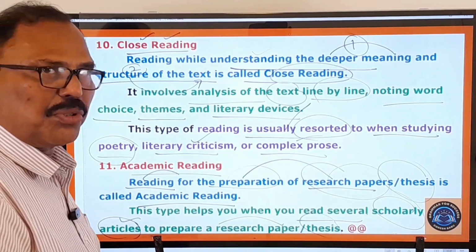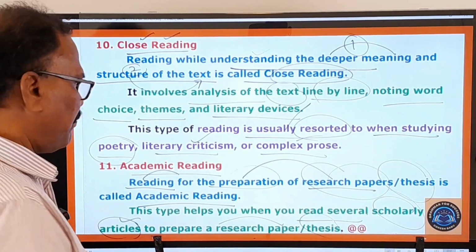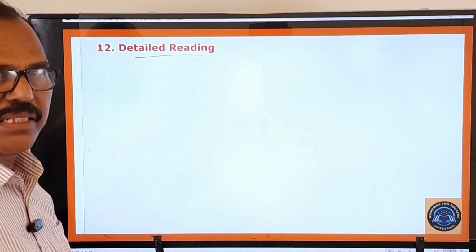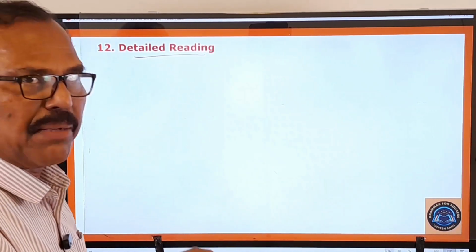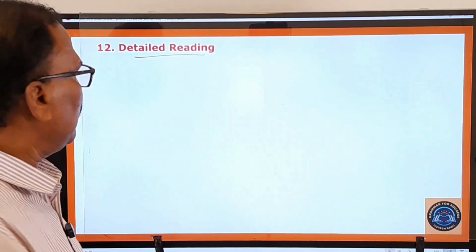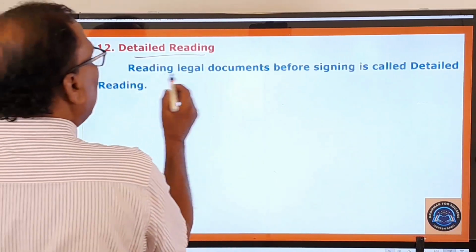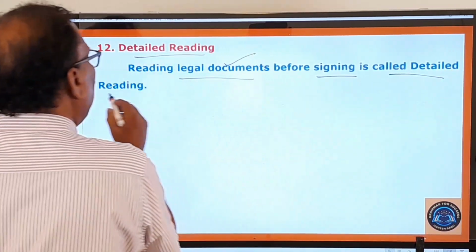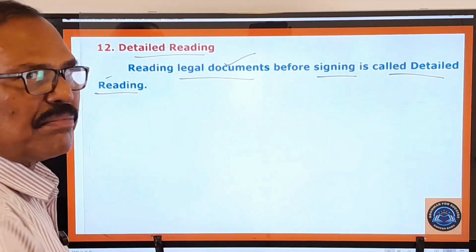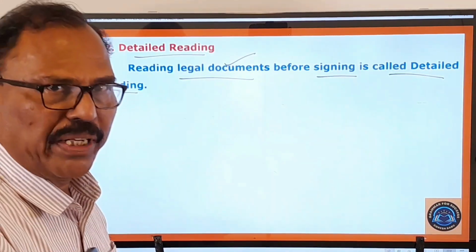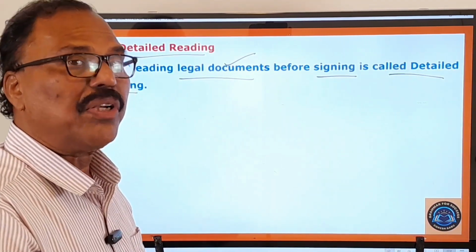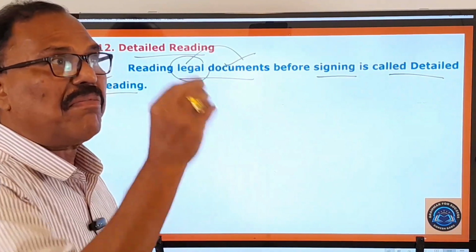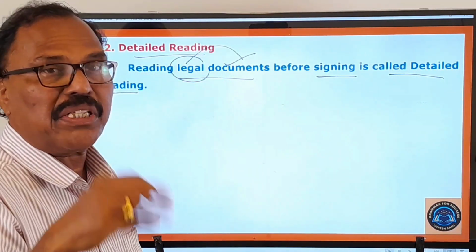Now you go to other types of reading. Detailed reading is there. The title itself is telling you that the reading will take place in detail. Here, reading legal documents before signing is called detailed reading. This is a very important thing. Before signing the document, how do you read it? You don't read legal documents carelessly, because every word, every point of that document is very important.